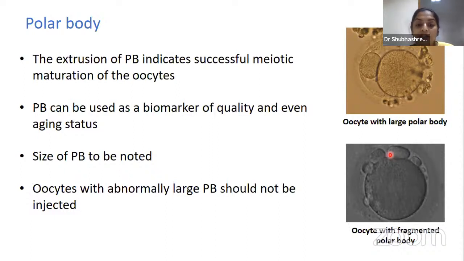Usually it has been suggested that oocytes with an abnormally large polar body should not be injected, and also when you have extensive fragmentation of the polar body, where the fragments are almost similar to the size of the polar body, in these conditions we don't go with the injection. These certain conditions of the polar body may suggest poor oocyte quality or poor genetic constitution of the oocyte.